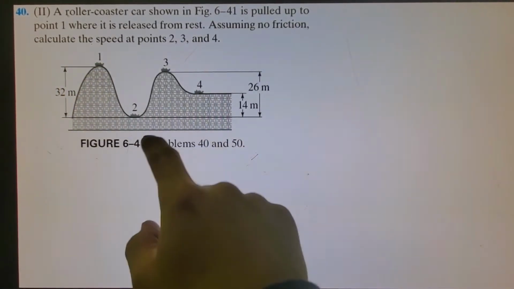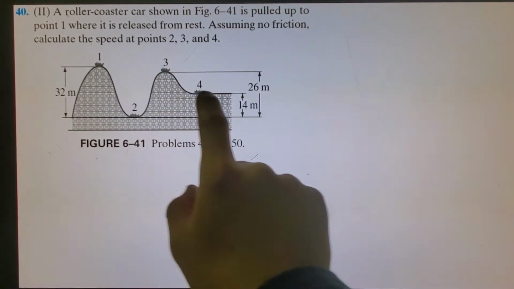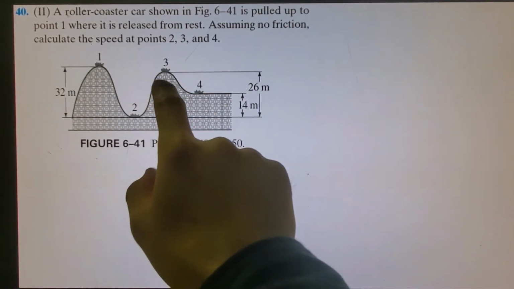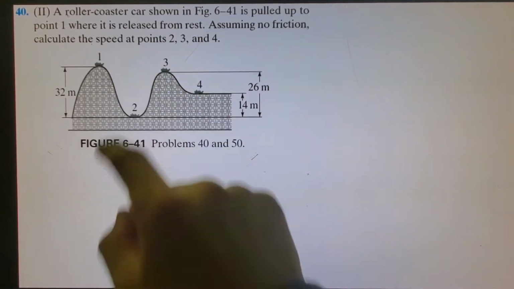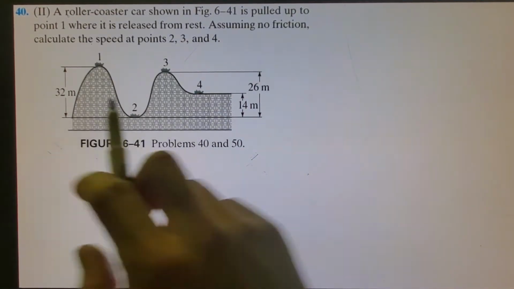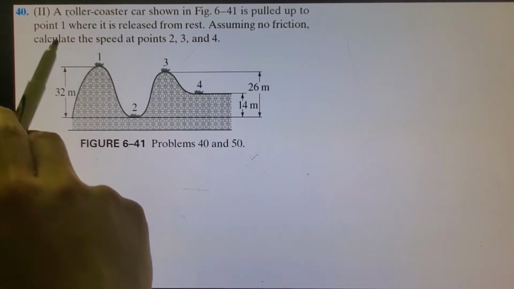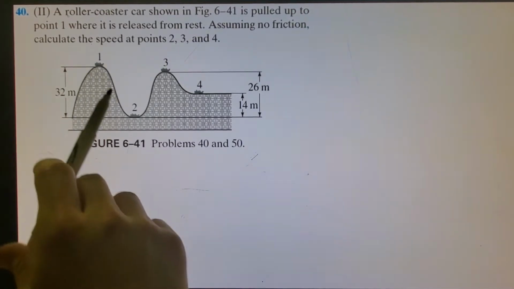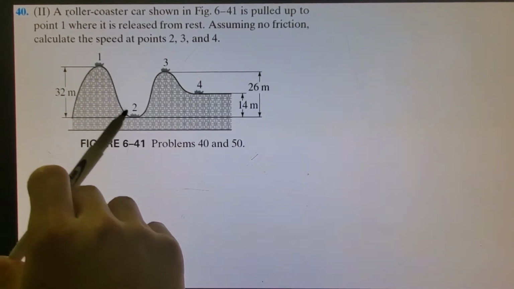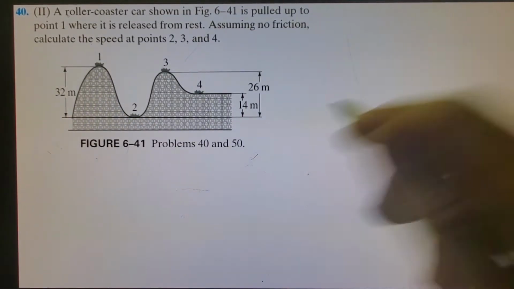Intuitively, we know that at point 2, it will go the fastest compared with 2, 3, and 4. And at point 4, it should be going faster than at point 3. At point 3, it will be very slow. So let's use the concept of conservation of energy. That means at each moment, the energy will be the same. If it has more kinetic energy, then it has lower potential energy, but the sum of the energy at each point is the same.